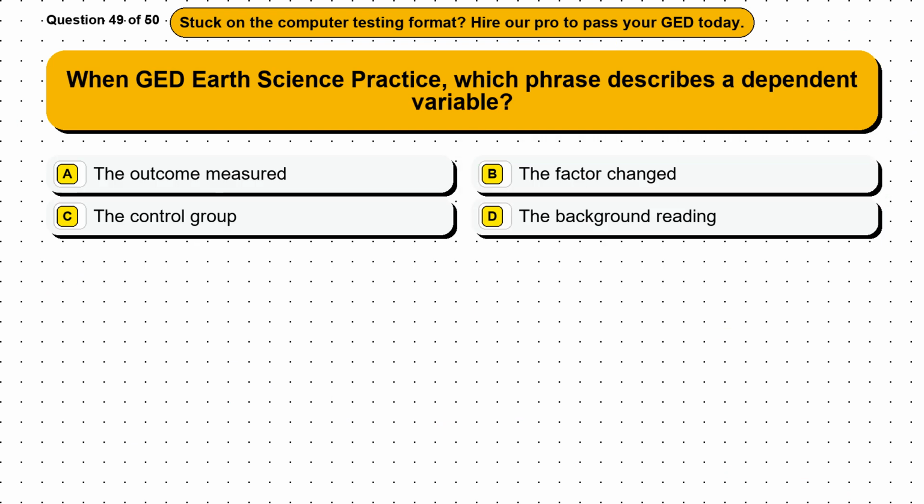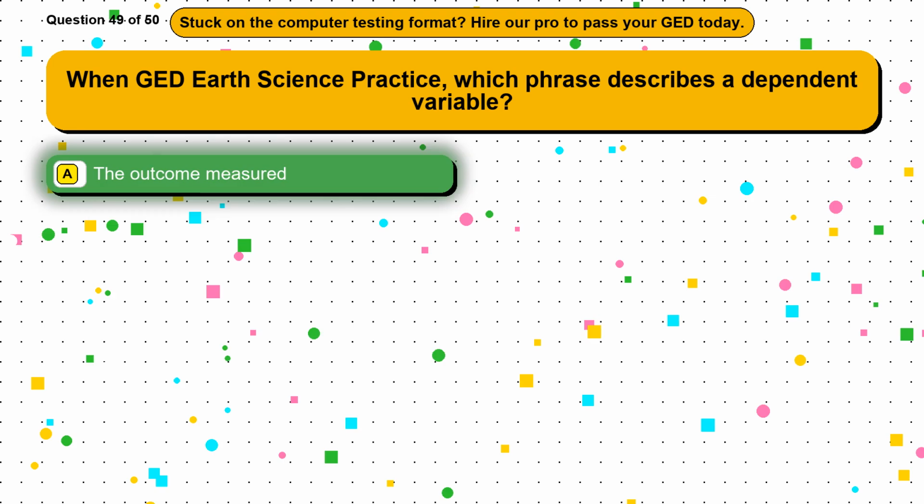Question 49. When GED Earth Science Practice, which phrase describes a dependent variable? Option A. The outcome measured. Option B. The factor changed. Option C. The control group. Option D. The background reading. The correct answer is option A.